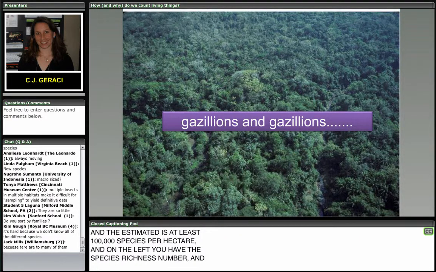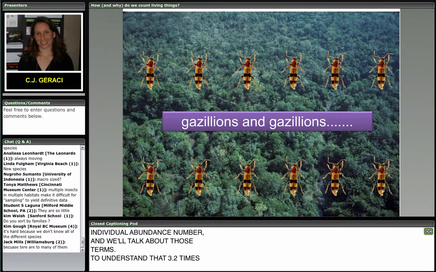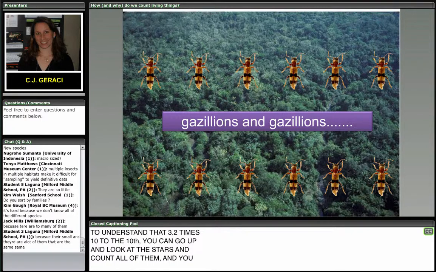So to understand that 3.2 times 10 to the 10th, you can go out at night and look up at the stars and count all of them, and you won't get that far. And so the only word I can think of to describe that number is gazillions.